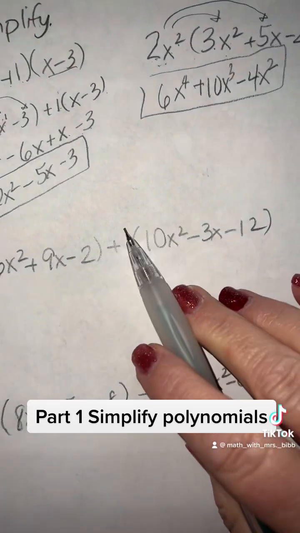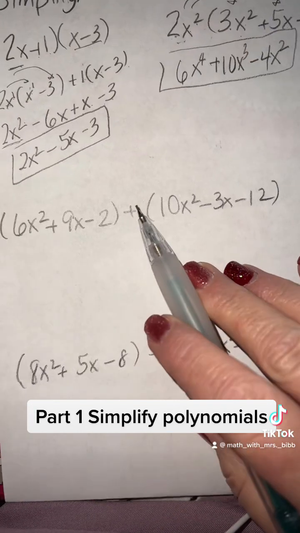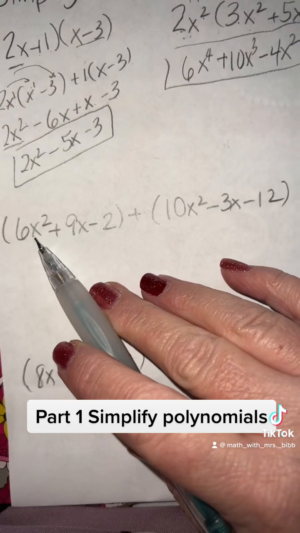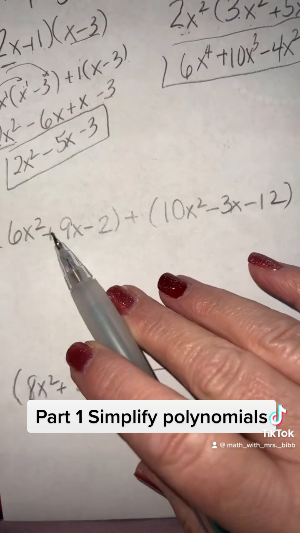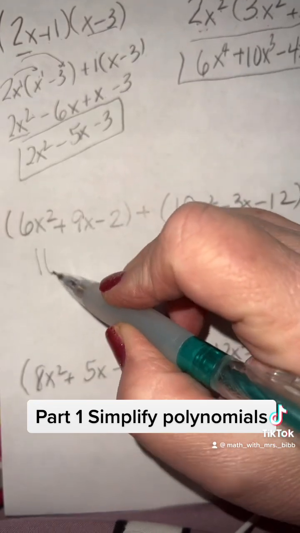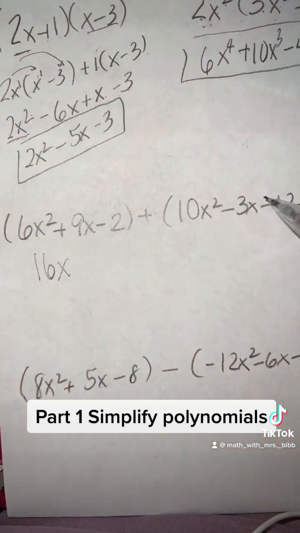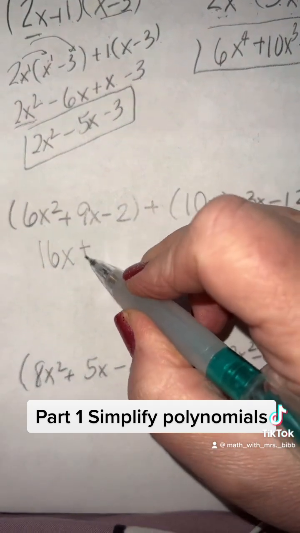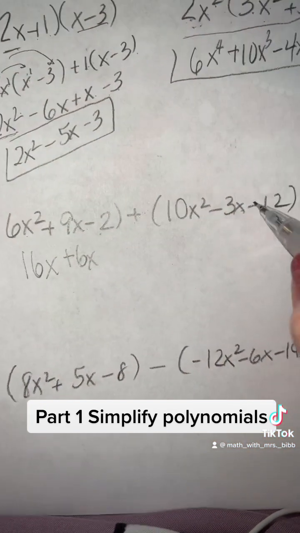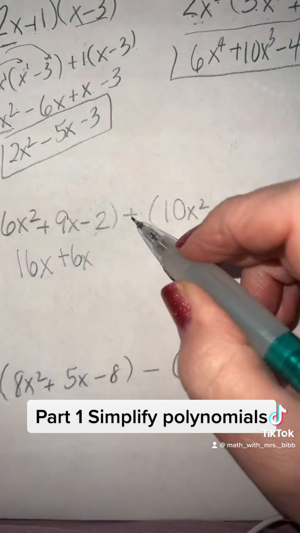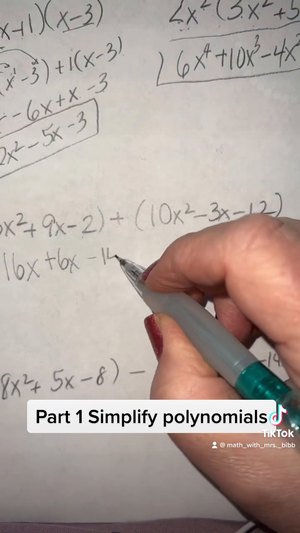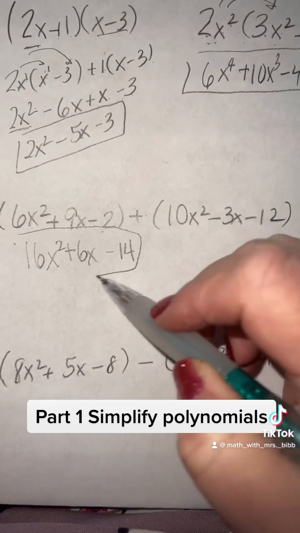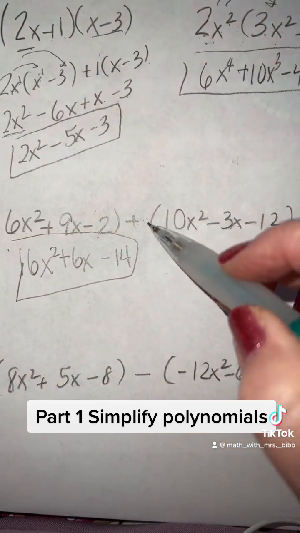Now I'm going to add these two trinomials together. How do you add two trinomials? You add like terms. 6x squared has a like term with 10x squared. 6x squared plus 10x squared is 16x squared. 9x has a like term with negative 3x. 9x plus negative 3x is positive 6x. Negative 2 has a like term with negative 12. Negative 2 plus negative 12 is negative 14. And that trinomial, oh, I left off my square. That trinomial is my answer for a trinomial plus a trinomial.